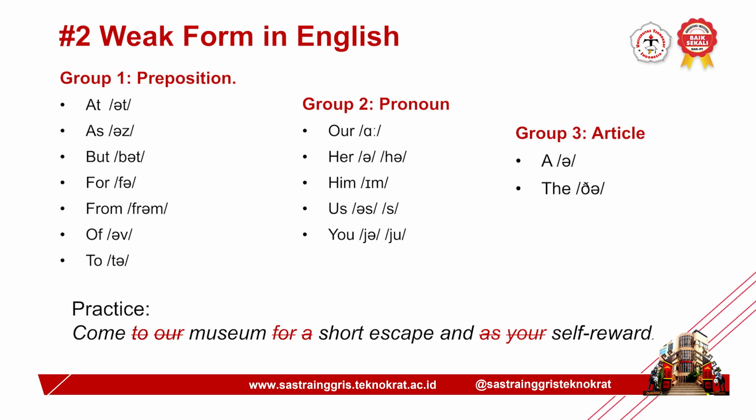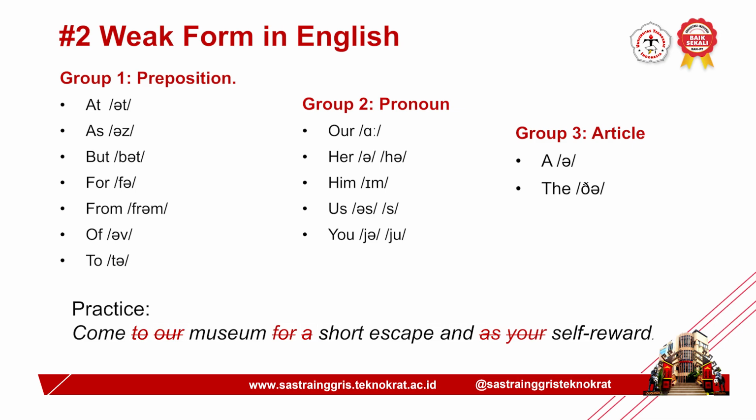Now, number 2 is the group of weak forms in pronouns, or I just call it group 2. Group 1 is prepositions, group 2 is pronouns. We have the strong form "our," but the weak form is "are." The strong form is "her," but the weak form is "er." And then "him," the weak form is "im," without the h sound in the beginning. The weak form of "you" is "ya" or "yuh." Okay, so it's like lazy pronunciation.